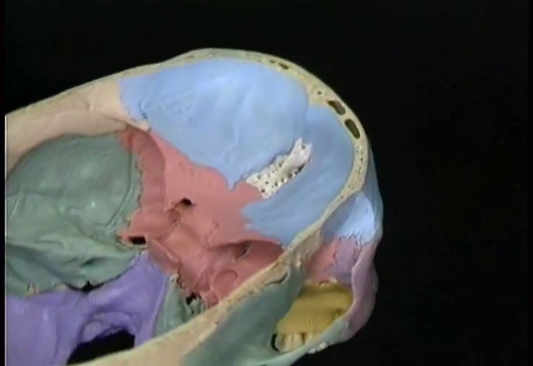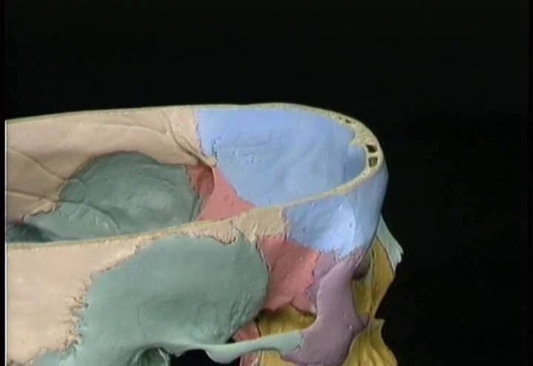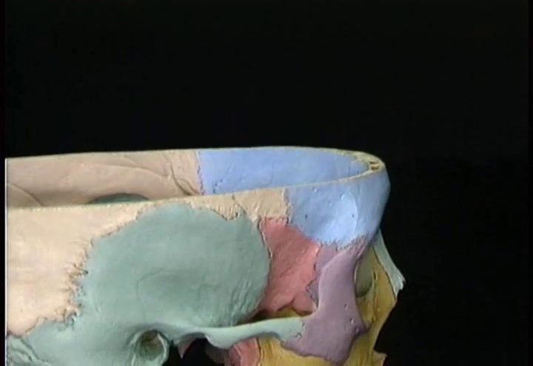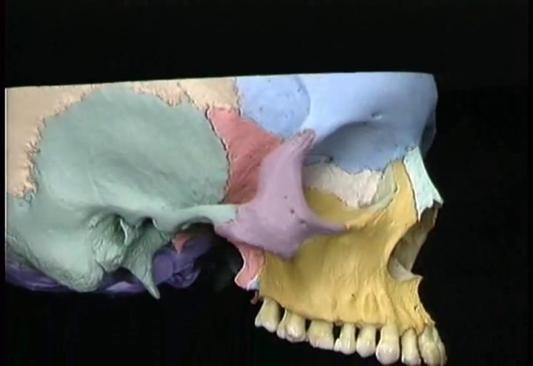The part of the frontal bone near the midline is hollow. The hollow space is the frontal sinus, one of the paranasal sinuses, which we'll look at shortly. Next, we'll look at the zygomatic bone.